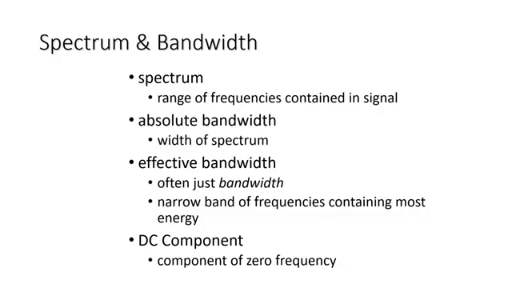Many signals, however, have infinite bandwidth. The effective bandwidth, or just bandwidth, is a narrow band of frequencies containing most of the energy in a signal. If a signal includes a component of 0 frequency, it is a direct current, or DC, or constant component.